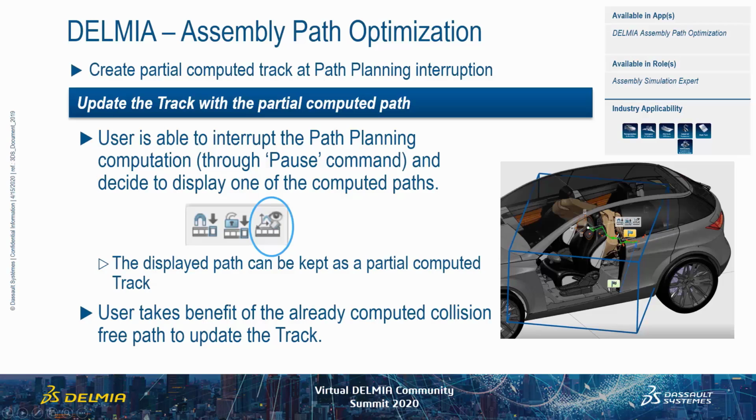Here is another enhancement related to assembly path optimization. You can now stop or interrupt at any time during computation by pause command and choose to display and keep one of the computed tracks. So this is for the user to be able to, based on the visual feedback we just got before, say, okay, maybe I have here a good enough track already, I can stop and use it already and optimize it afterwards.